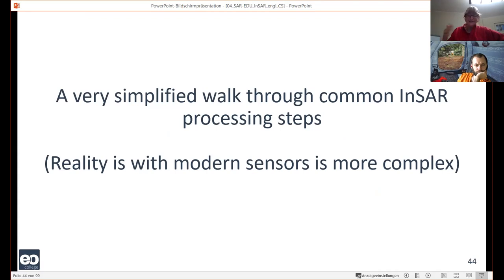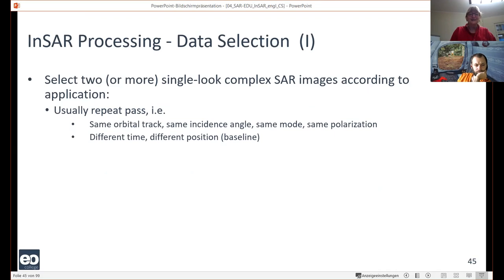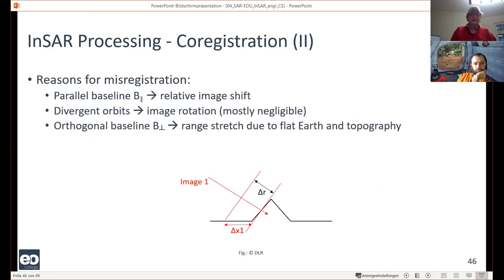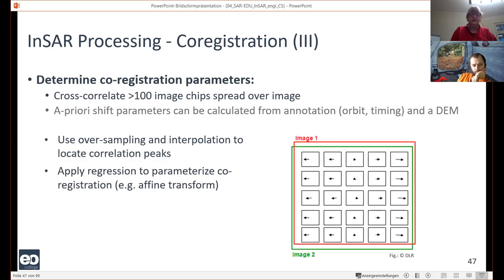And coherence is really a lot of interesting work, because again, you are measuring the geometry of the surface. And even Professor Eineder here writes, reality is with modern sensors more complex, but I think his slides are also already quite complex. I think these were the slides that I rather skip.